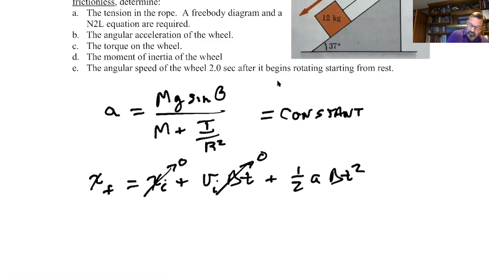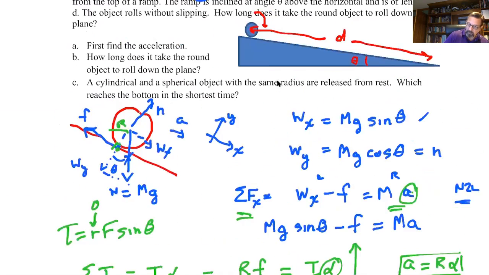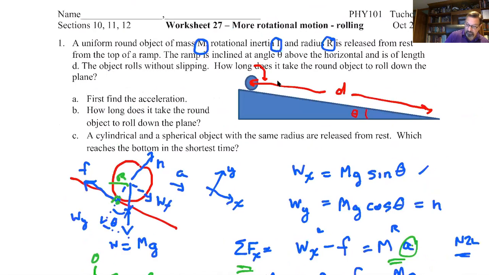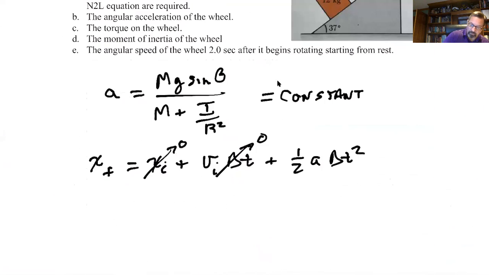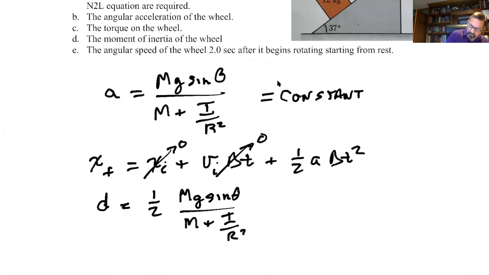Remember, the final position we said was going to be a distance d down the inclined plane. I called it d in red there. So if it starts at 0, the final position is going to be d. D maybe for displacement if you like. And so I put that in. d is equal to 1/2 that lousy acceleration equation, mg sine of theta divided by the mass plus the moment of inertia over the radius squared, times the time interval that I'm looking for squared.